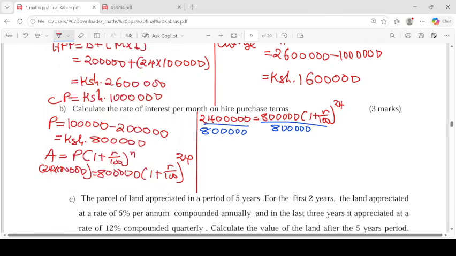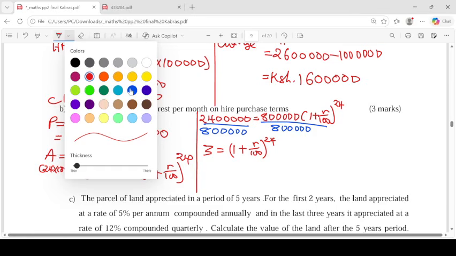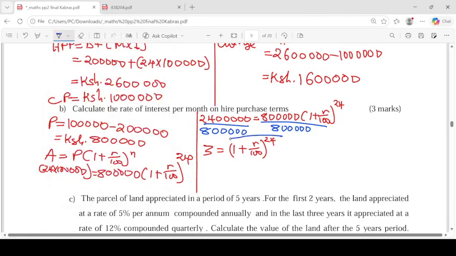So when you take 2,400,000 divided by 800,000, you get 3. So 3 is equal to 1 plus R over 100 to the power of 24. Again, to get rid of that power, we are going to get the 24th root. Root 24 here, and root 24 here. The 24th root is found by pressing 24, shift, then the button below the power button.